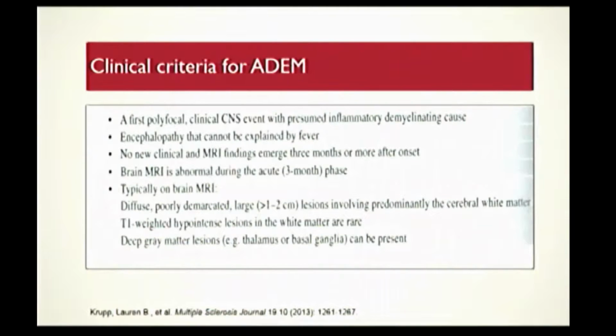Usually, the MRI will show diffuse, poorly demarcated, large lesions involving the cerebral white matter. It is very rare to have T2 hypodense lesions, such as what we call the black holes that are common in MS. And there are deep gray matter lesions, mainly at the thalamus and basal ganglia.